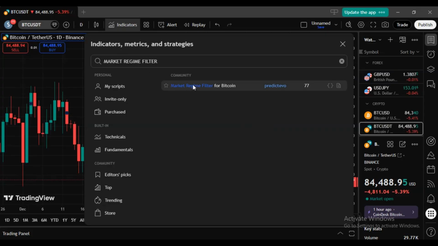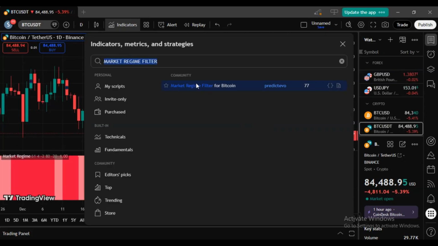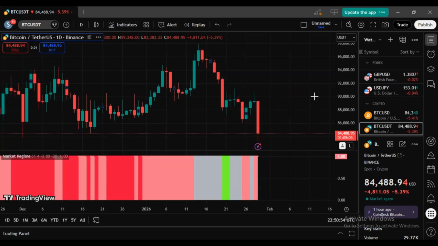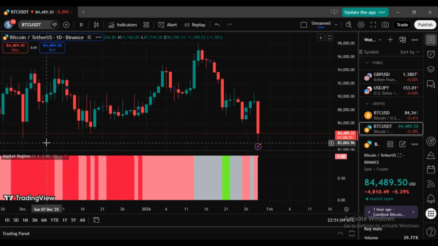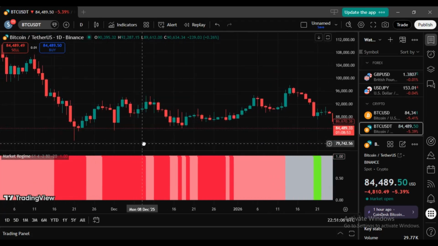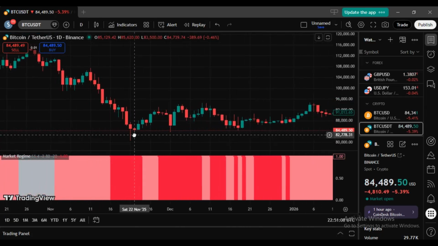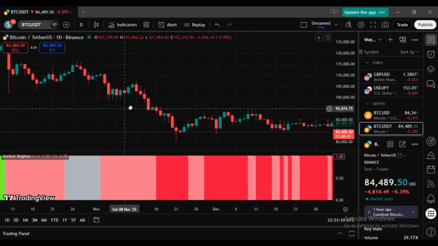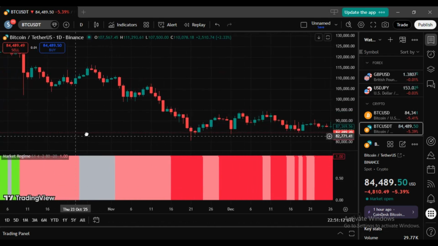Now on the screen, I've applied an AI risk stability indicator. This indicator is not designed to give buy or sell signals. Its main job is to identify the current market environment, also known as the market regime. At the bottom of the chart, you can see a long, multicolored horizontal bar. This bar represents how the market behavior is changing over time. Each color shows a different regime, meaning a different type of market condition.